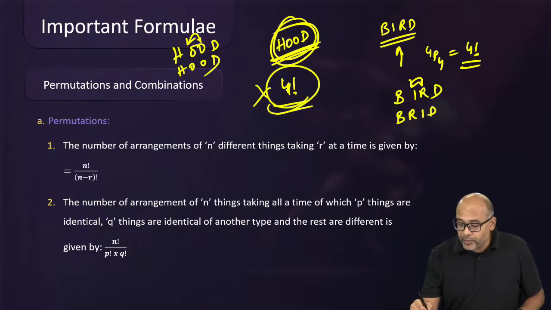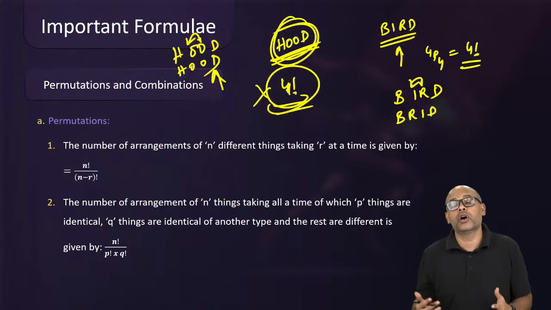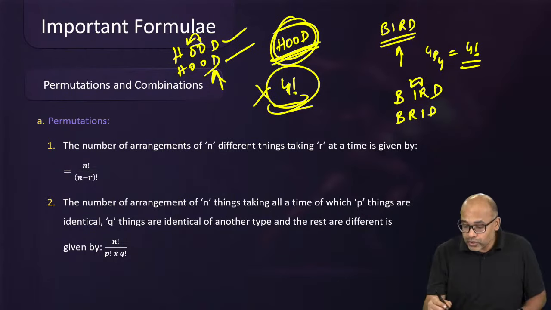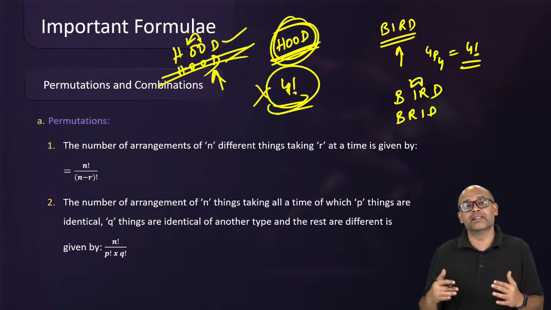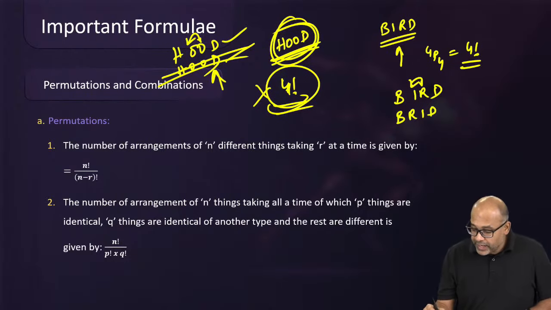So if you use the same formula, 4 factorial, you will count more, but they are not supposed to be counted. This HOOD is the same as this HOOD, right? You can't make the difference. So this answer should be lesser. How will you get that lesser value? That is given by the formula n factorial by p factorial, q factorial, and so on.